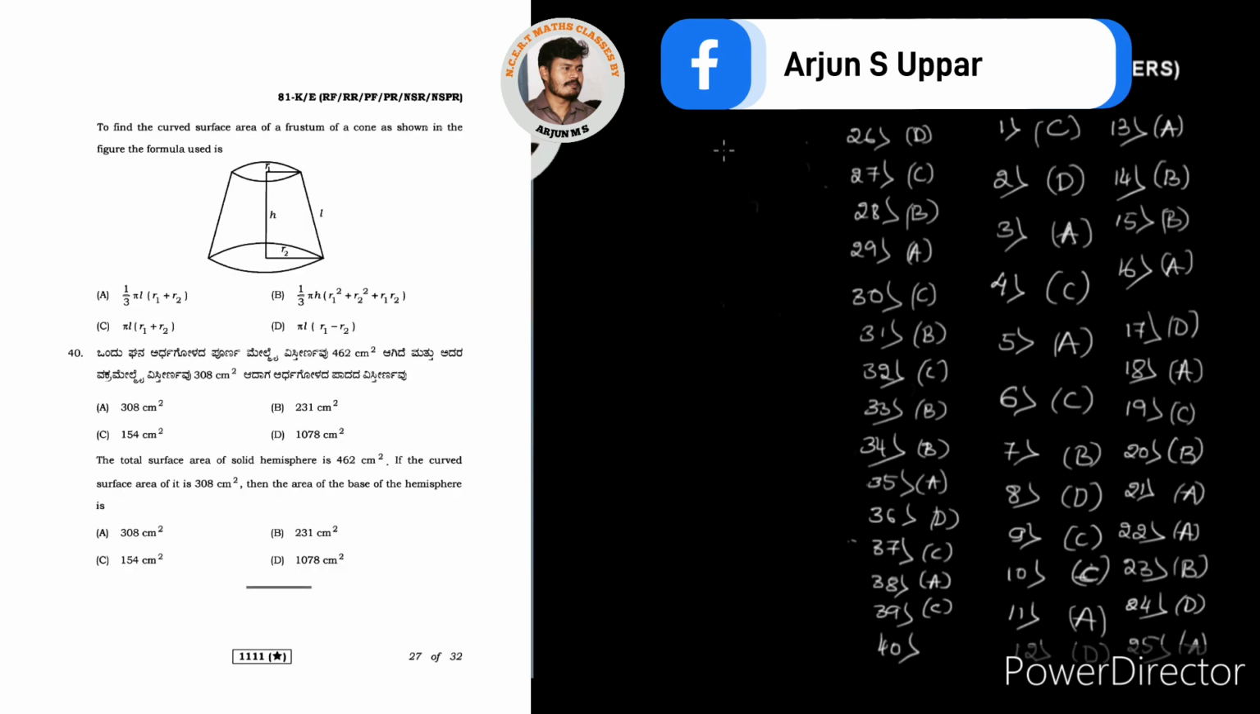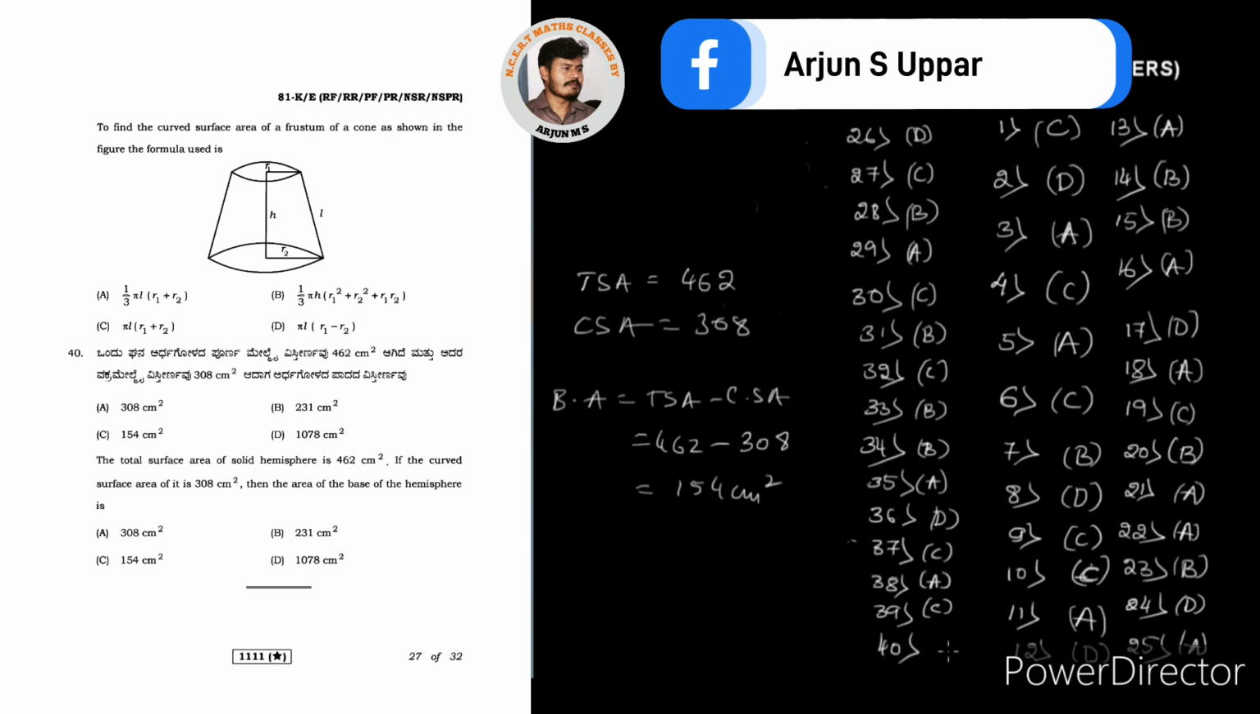Next, the last question, that is 40th question. The total surface area of the solid hemisphere, that means 4 pi r square. Total surface area of solid hemisphere is 462 centimeter square. If the curved surface area is 308 centimeter square, then the area of its base of the hemisphere is, we know that base area is equal to TSA minus CSA. So that's why 462 minus 308 is equal to 154 centimeter square. So option C is the correct answer for 40th question, that is 154 centimeter square.